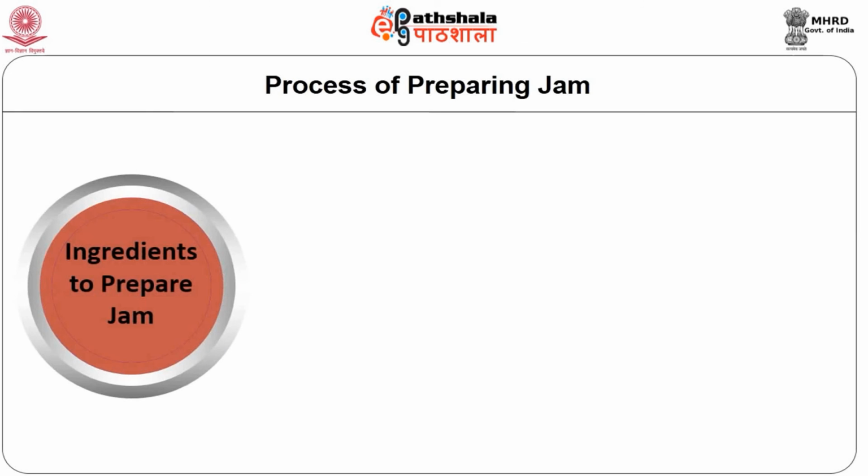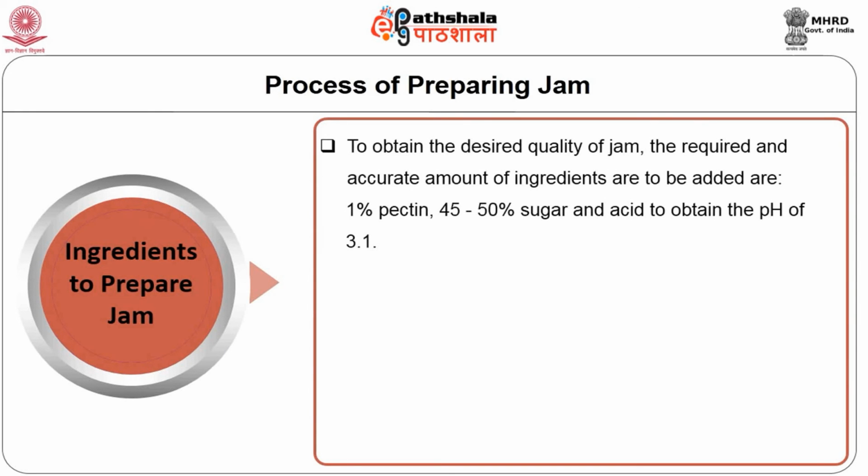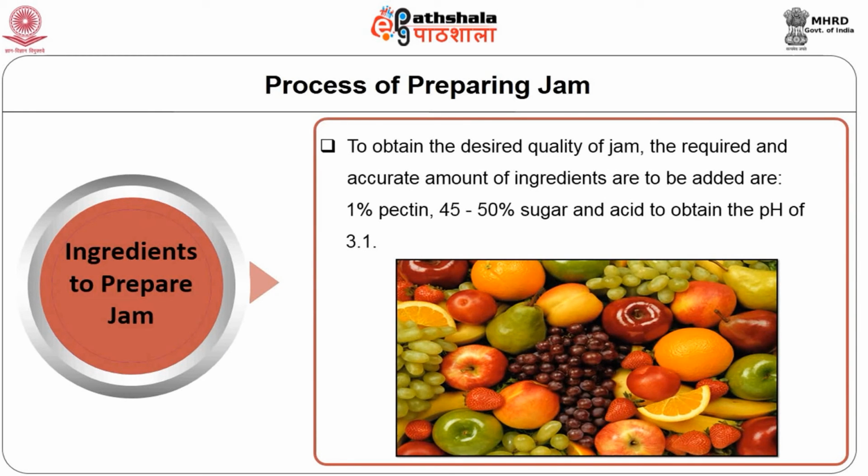In order to obtain the desired quality of jam, the required and accurate amount of ingredients must be added. Ideally, the following ingredients must be mixed and combined to obtain the best quality jam: 1% pectin, 45 to 50% sugar, and acid to obtain the pH of 3.1.